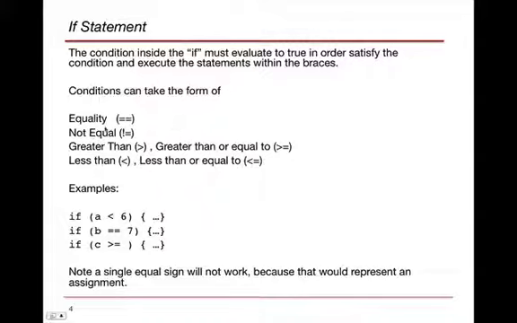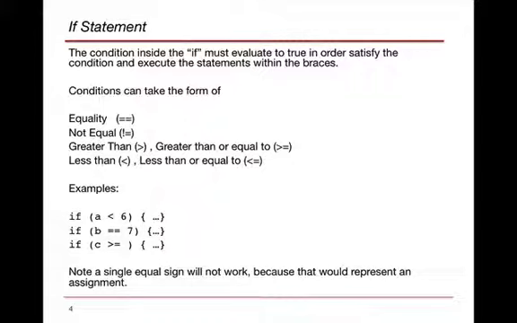The condition inside the if must evaluate to true, as we said. So conditions can take the form of the following. Equality is equals equals. It is not a single equal sign. So if we're going to look at if b is equal to 7, say, it would be b equals equals 7. You couldn't use a single equals because then the compiler couldn't determine whether you were trying to do a condition or an assignment.